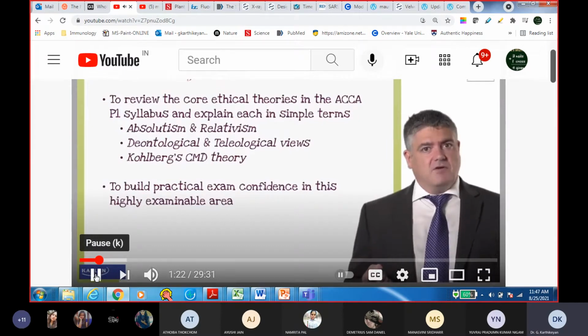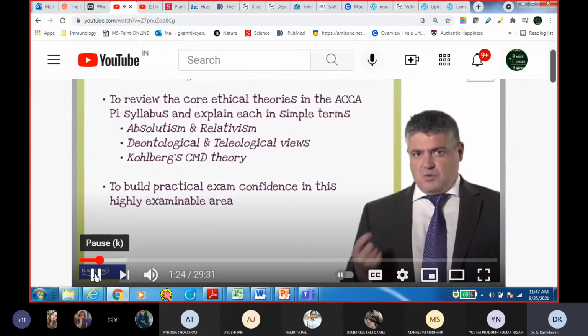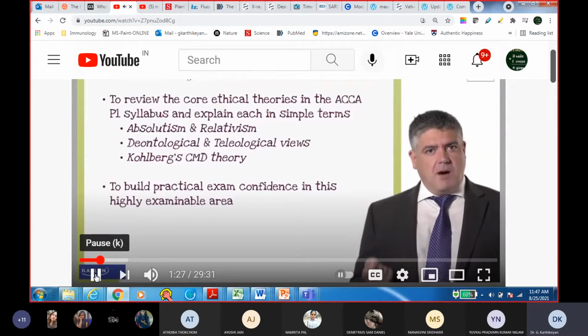Bit of practical exam confidence as well. So I want to see how they've been examined, how the marks are split, and how we can keep it simple in our answers. That's the idea.